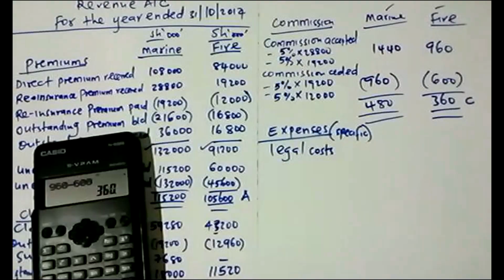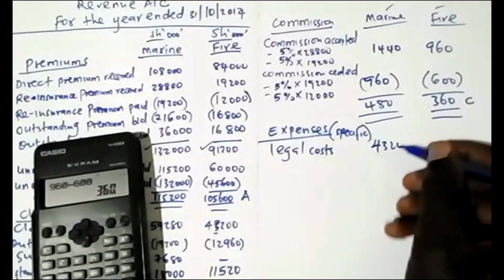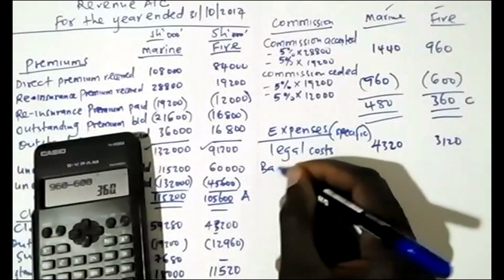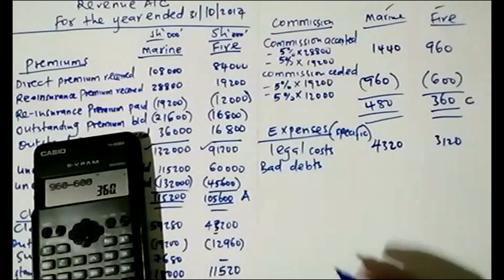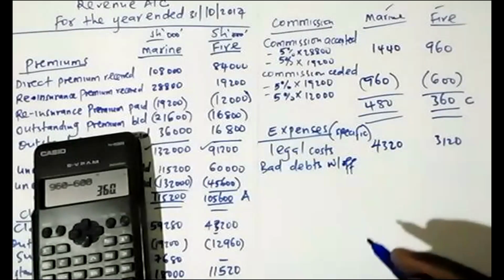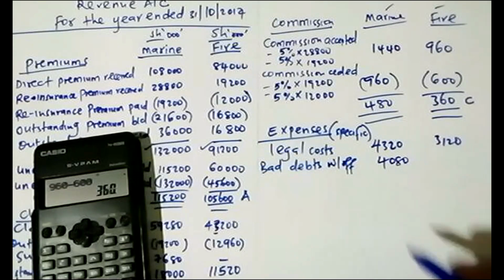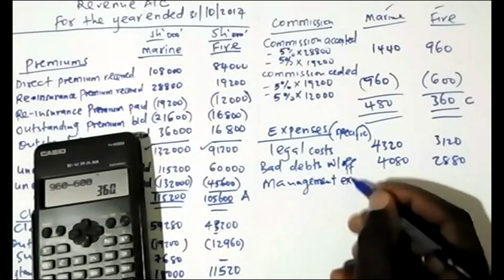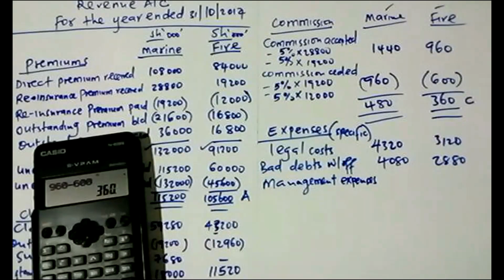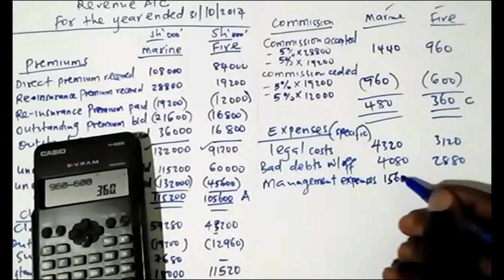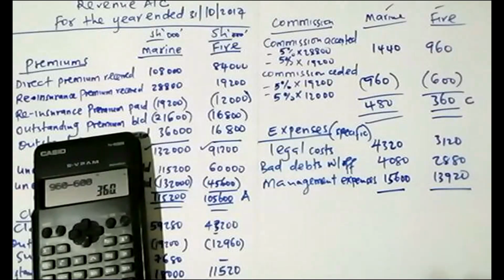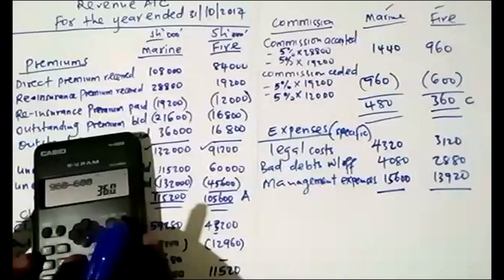So the legal cost is 4320, and this one was 3120. Then bad debts written off is 4080, and we have 2880. Then the last thing is management expenses. For the management expenses, this one will be 15,600, and this one will be 13,920. So those are the three expenses which were very specific.